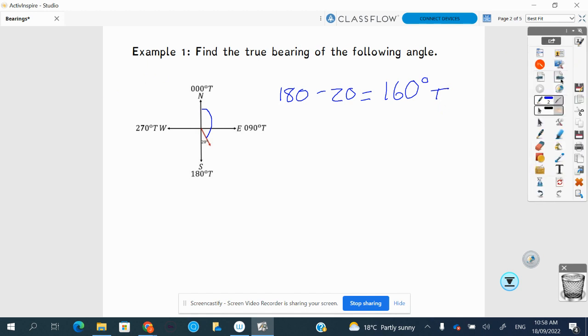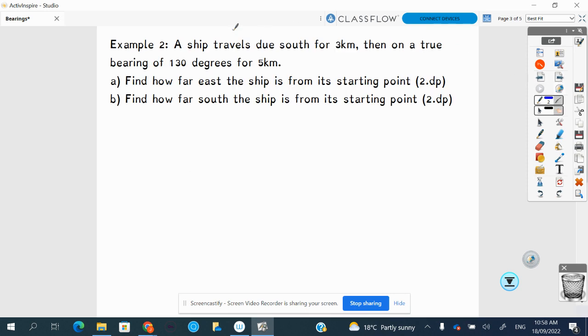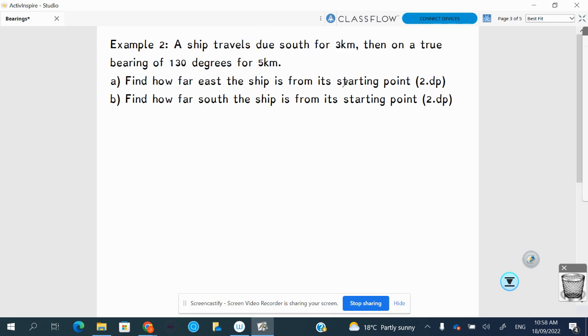Now let's do a more challenging worded problem that involves trigonometry and bearings. We'll start off by drawing a diagram. In a diagram with bearings, we draw a compass at each change of direction. So I'm going to start off with a compass here and indicate that this is north. A ship travels due south for 3 kilometers. So if we're starting here, we're going to travel due south for 3 kilometers.